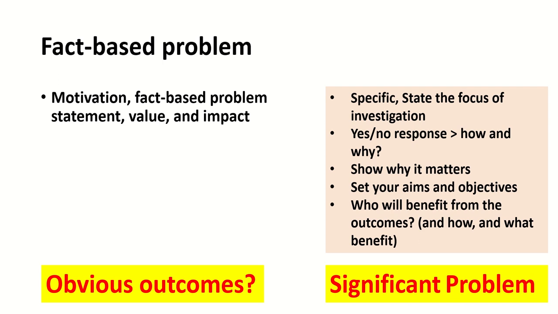Your research questions, aims and objectives will be defined by your motivation or problem statement, and the question shouldn't be like yes or no in terms of the response of that specific question, and usually it's preferred to be like how or why, because you're going to explore something, identify causes and effects or something similar. And when you define your problem, your research question, your aims and objectives, then you need to say who will benefit from your outcome, how and what kind of benefit.